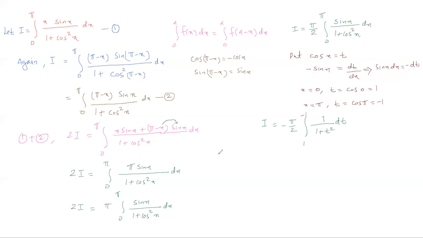1 by 1 plus t square. Or if you want, you can write this as I is equal to minus pi by 2. I didn't write minus there. You can change the minus 1 to 1 to minus 1. You can write it as minus 1 to 1. So क्या होगा, इंटीग्रल का वैल्यू नेगेटिव हो जाएगा. That negative in the beginning, that will cancel. So it is pi by 2 into 1 by 1 plus t square dt.